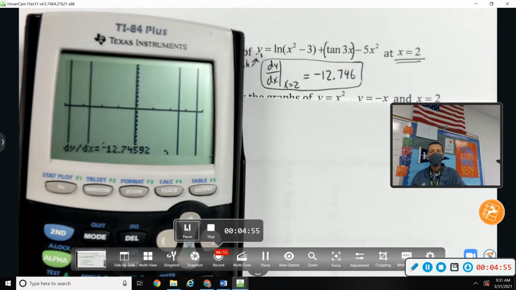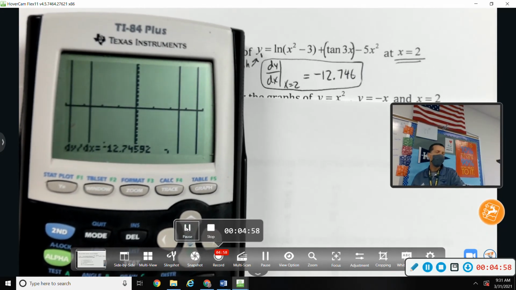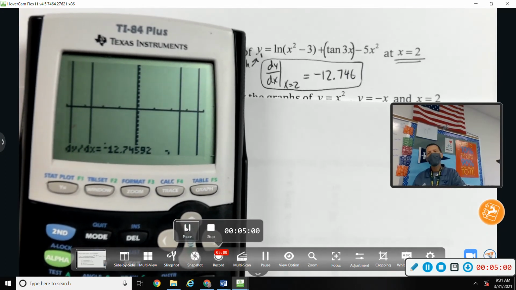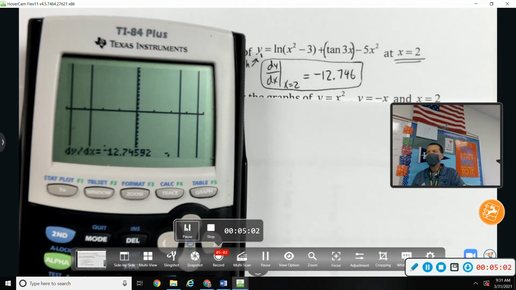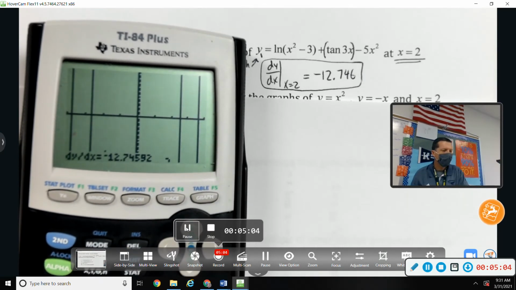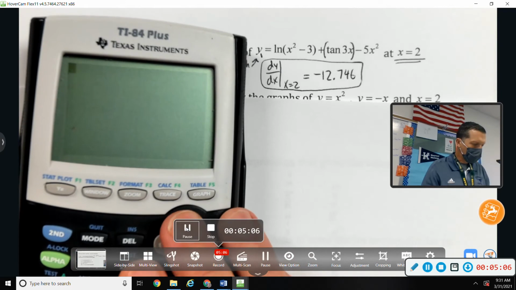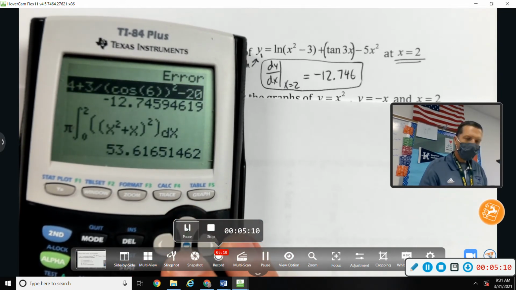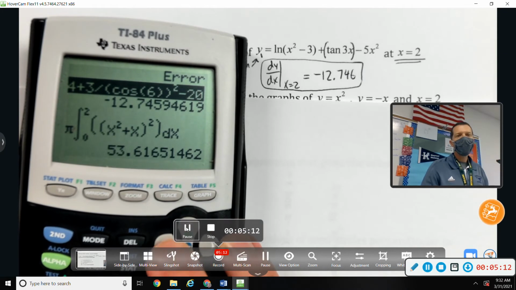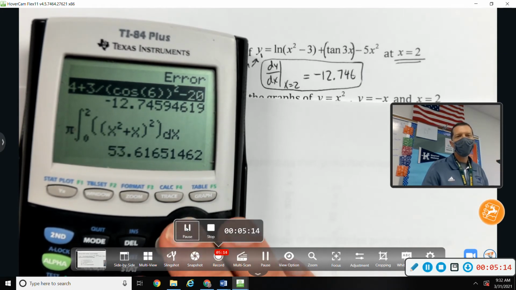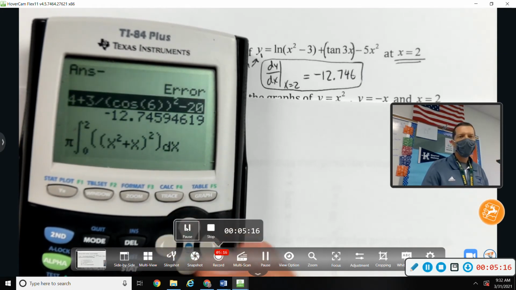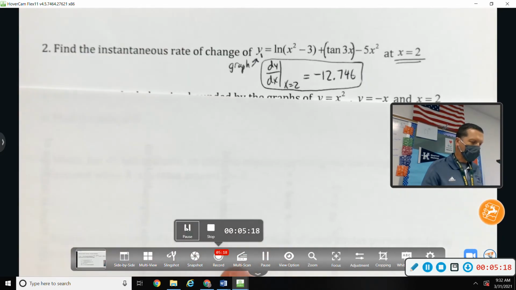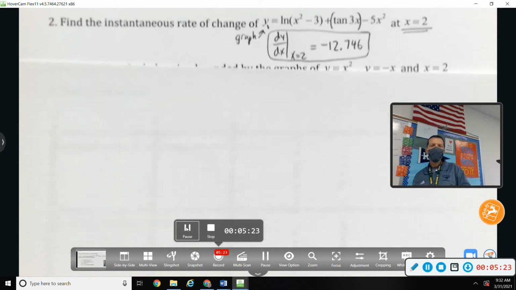But the point is, use your calculator rather than doing it by hand. I mean, you can do it by hand, and you can get negative 12.746 by hand. It just takes a while. There it is, because I had to do divided by cosine and minus 20. And so you can get the right answer the long way or the easy way. So choose the easy way when possible.